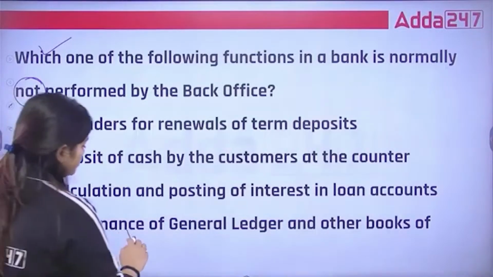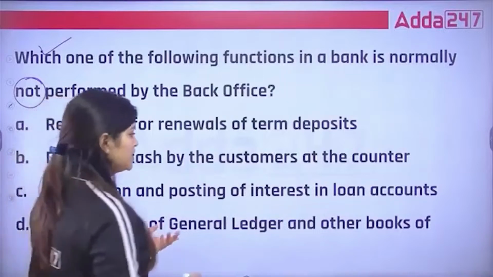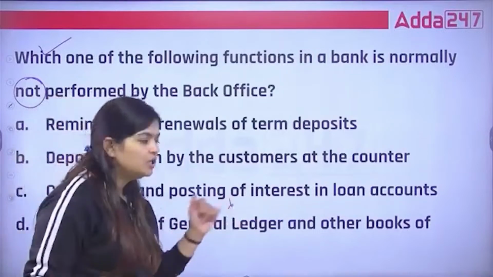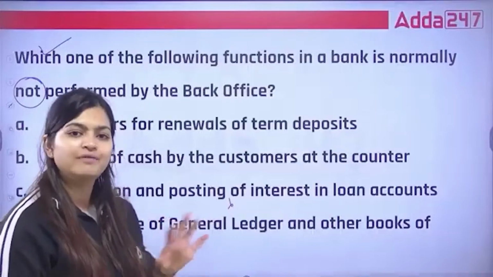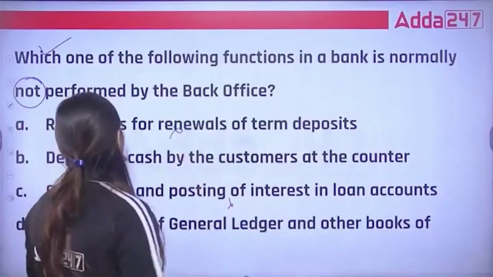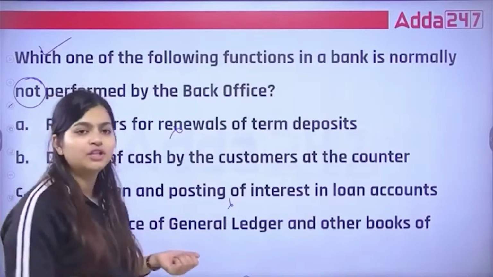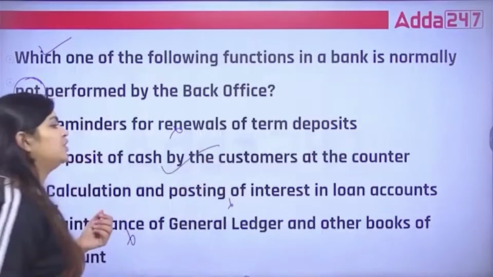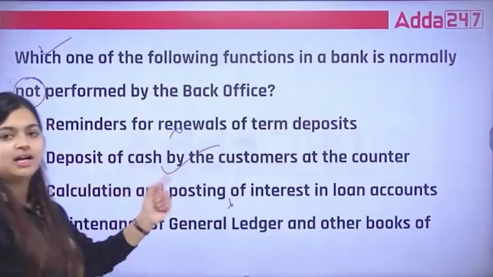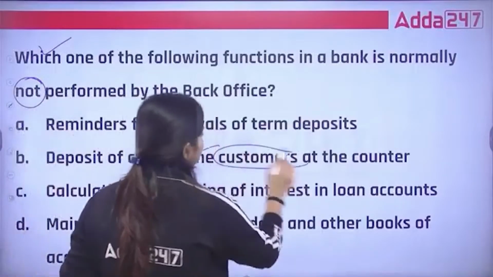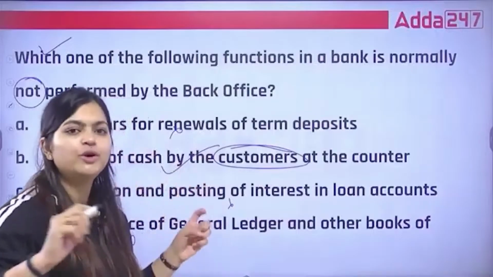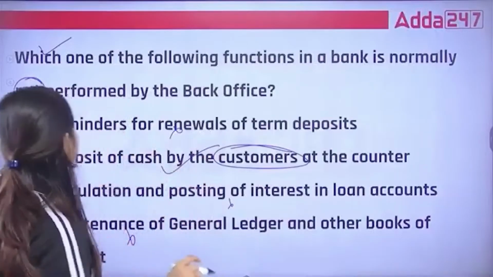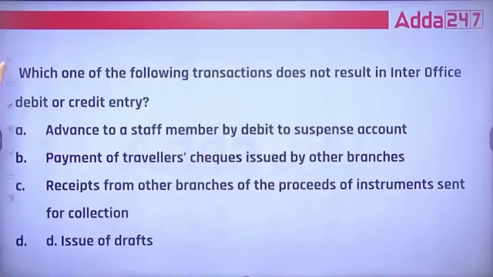So this is the maintenance of your accounting and bookkeeping, which is done by your back office. Loan calculation, loan sanctioning, everything is done by your back office. Reminders for renewal of term deposits, FDs, again done by your back office. The correct answer is cash deposit by the customers. Back office is never going to deal with the customers. So the correct answer is B.